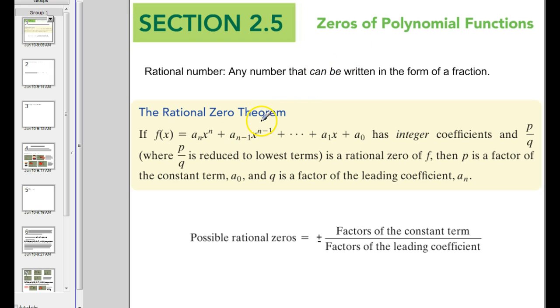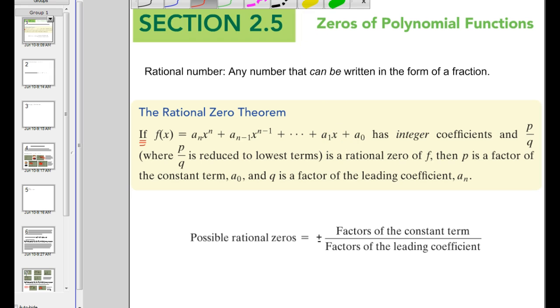And what the rational zero theorem tells you is, big important word here, if we have integer coefficients, right, all these a sub n's and all these a's are integers, plus or minus whole numbers, basically, and there is a rational zero, meaning that some fraction, when I plug it in for x, makes this polynomial equal 0. If that's true, then p, the numerator of that rational zero, divides the constant term, and q, the denominator of that rational zero, divides the leading coefficient.